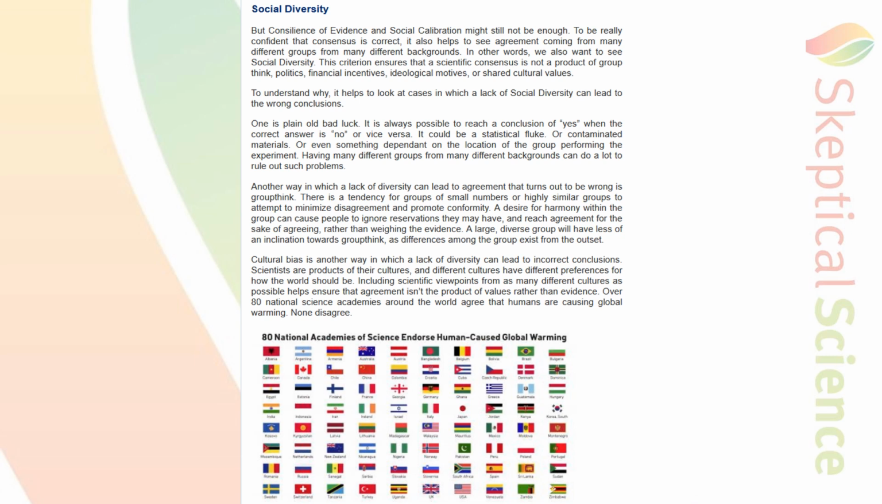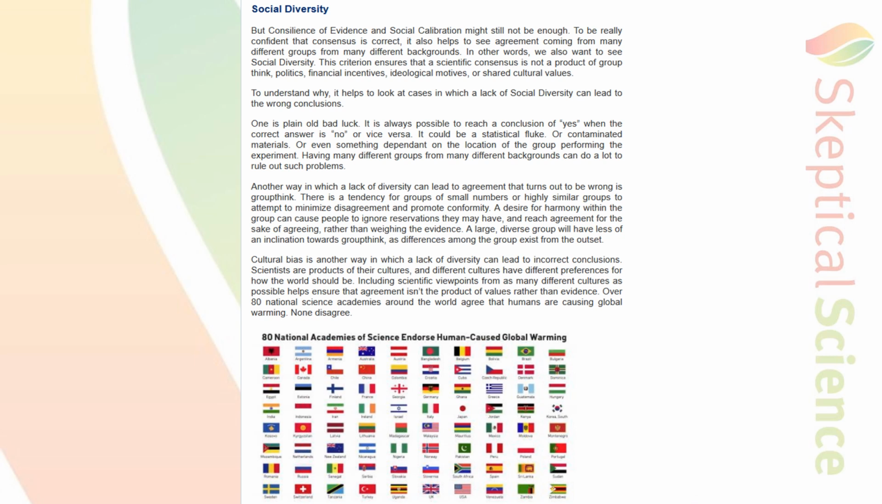Another way in which a lack of diversity can lead to agreement that turns out to be wrong is groupthink. There's a tendency for groups of small numbers or highly similar groups to attempt to minimize disagreement and promote conformity. A desire for harmony within the group can cause people to ignore reservations they may have and reach agreement for the sake of agreeing, rather than weighing the evidence. A large, diverse group will have less of an inclination towards groupthink, as differences among the group exist from the outset.